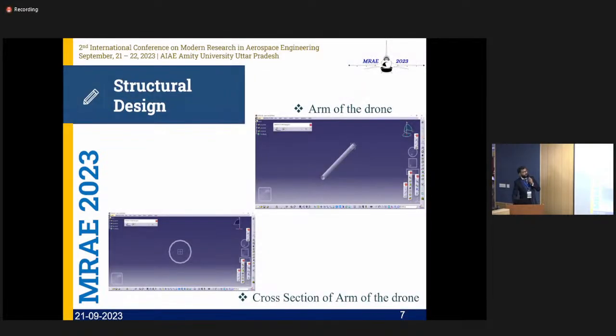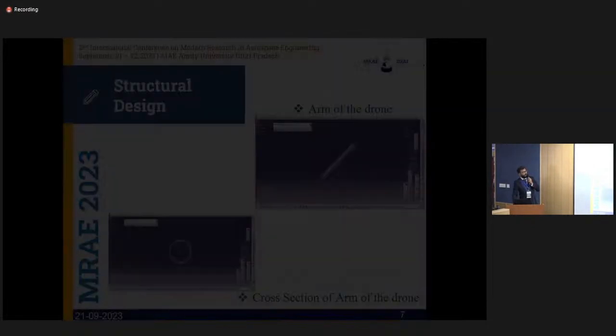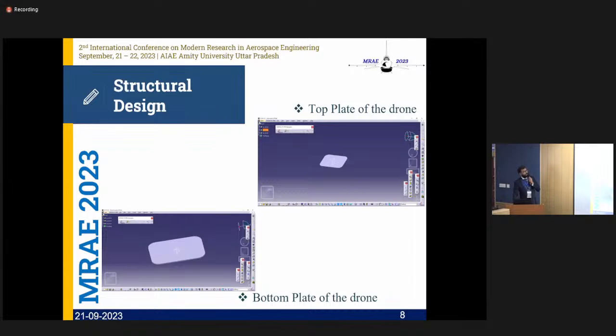So these are the structural design, the CAD model, the arm. These are the different plates. We basically built a top plate and a bottom plate. The bottom plate is for the payload base as well as the landing gear. And in the same bottom plate, we keep our flight controller as well, in order to protect it.